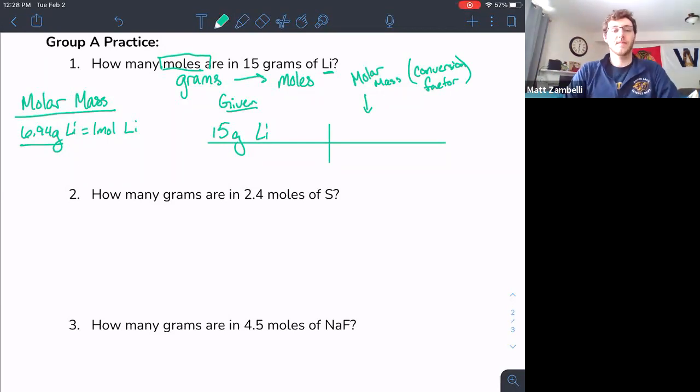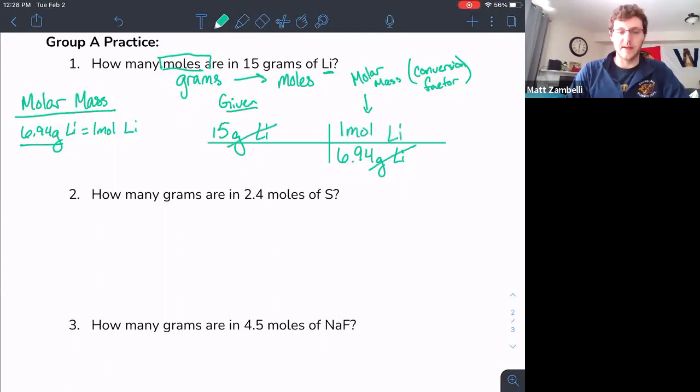What do we think? Do we put the 6.94 grams of lithium on the bottom or the 1 mole on the bottom? 6.94 grams on the bottom. And why are we putting the 6.94 grams on the bottom? Because we want to find the molar mass. Exactly. So we want to get rid of the grams because we want to find the number of moles of lithium. So we're trying to get rid of those grams.